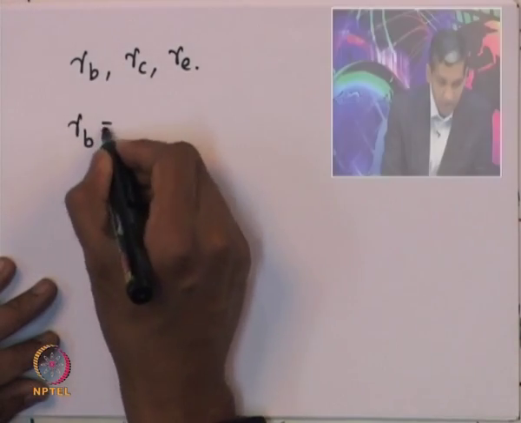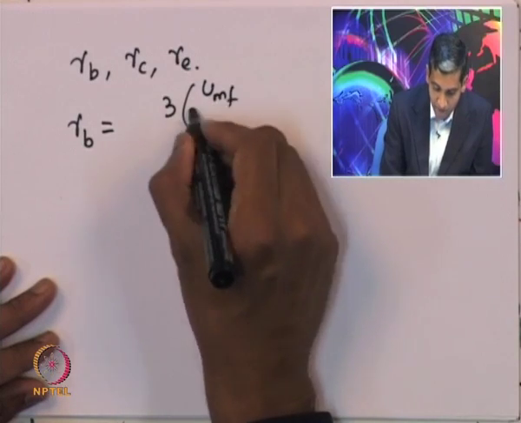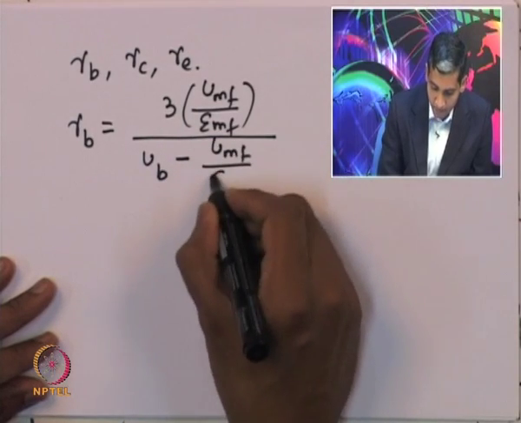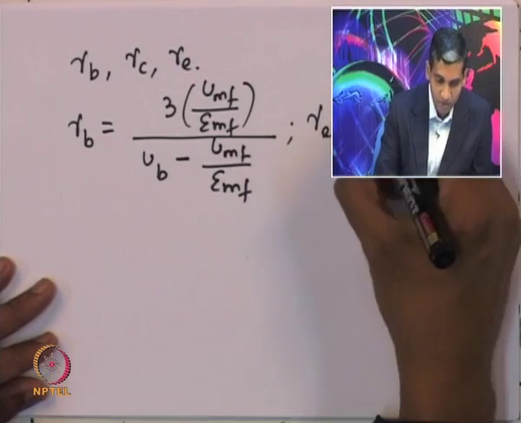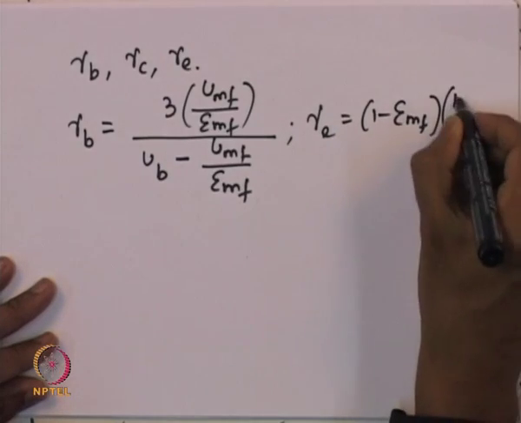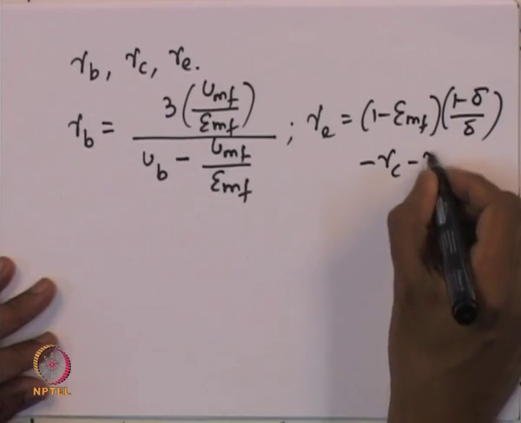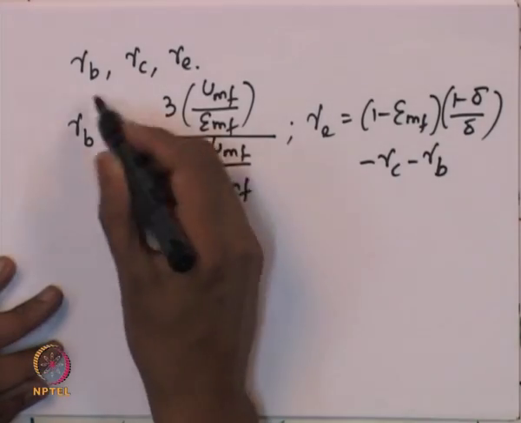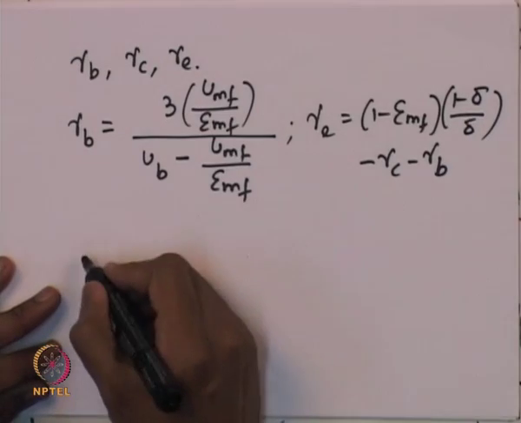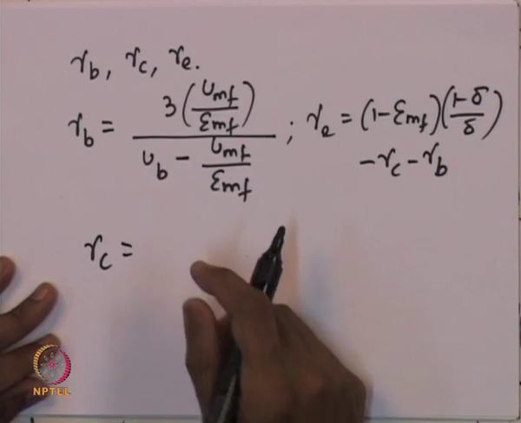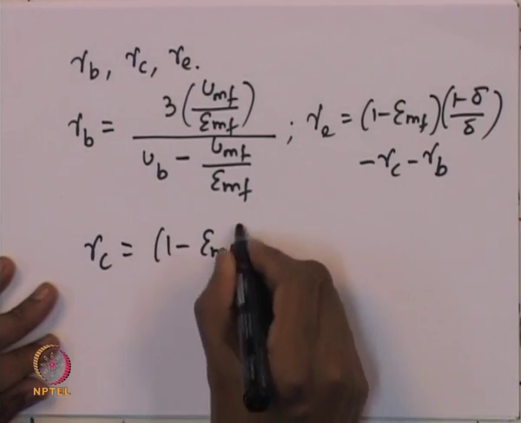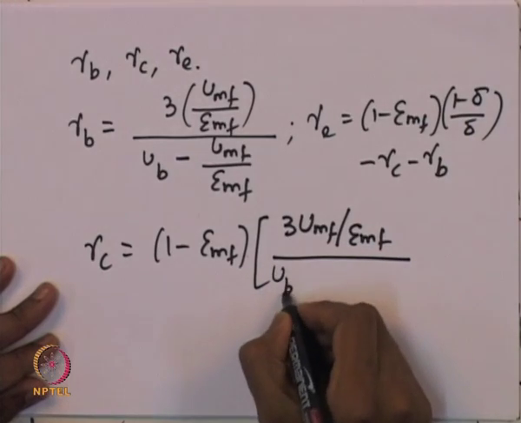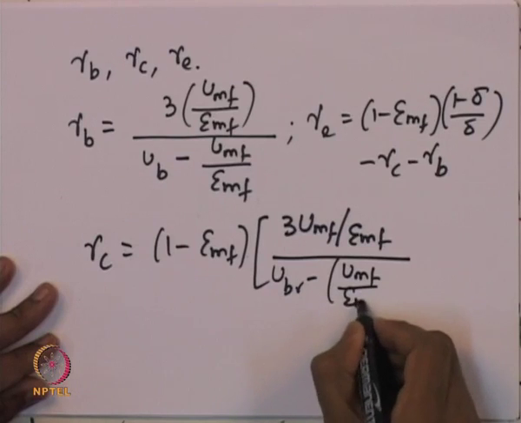And so gamma B is essentially given by 3 into UMF by epsilon MF divided by UB minus UMF by epsilon MF. And similarly, gamma E is given by 1 minus epsilon MF into 1 minus delta by delta minus gamma C minus gamma B. So gamma E is the fractional volume in the emulsion phase which is occupied by the solid catalyst, and gamma B is the corresponding fractional volume in the bubble phase, and gamma C is the fractional volume in the cloud phase occupied by the solid particles, which will be 1 minus epsilon MF into UMF by epsilon MF divided by UBR minus UMF by epsilon MF plus alpha.